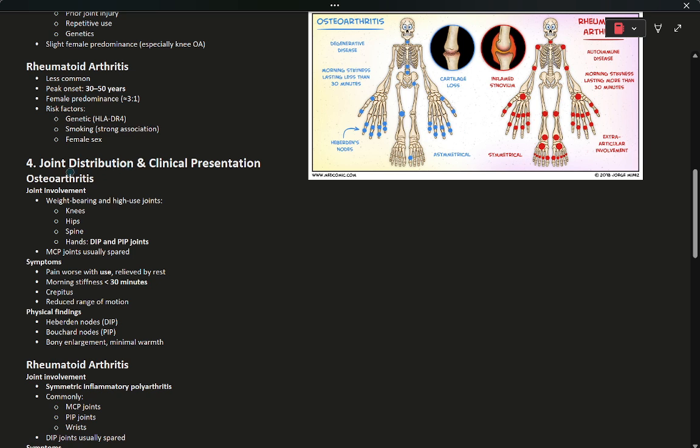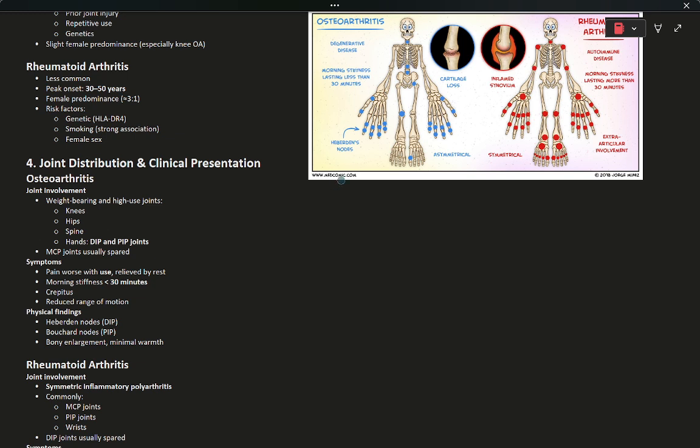Alright, now let's talk about the joint distribution and clinical presentation of osteoarthritis and rheumatoid arthritis. So for osteoarthritis, the joints that could be involved include weight-bearing and high-use joints. So the knees, the hips, the spine, and also the hands can be involved. For the hands, the distal interphalangeal joints and the proximal interphalangeal joints will be most likely affected. But on the other hand, the metacarpophalangeal joints will usually be spared.